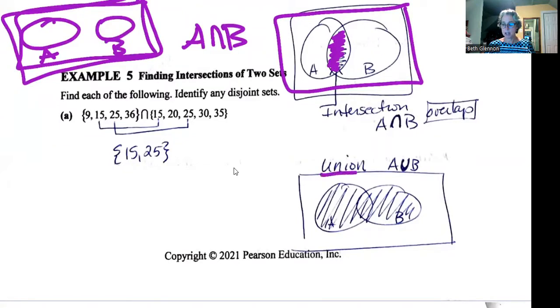The other thing we talk about today is union. Union is the overlap where everything that's in A and everything that's in B. So I have all these items shaded together, okay?